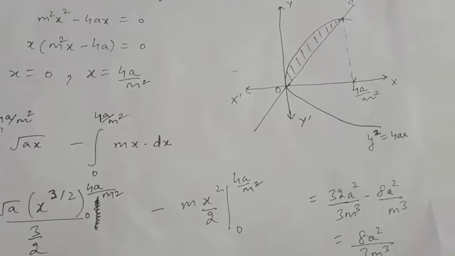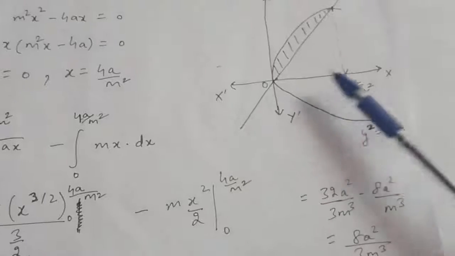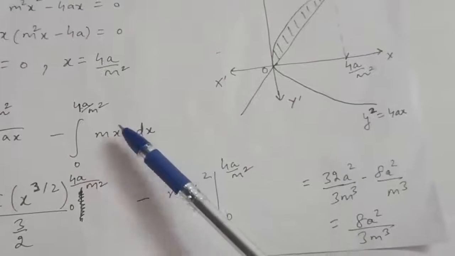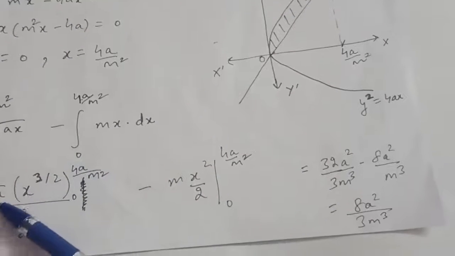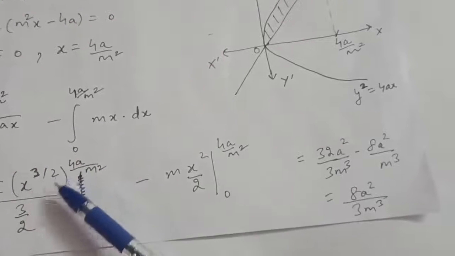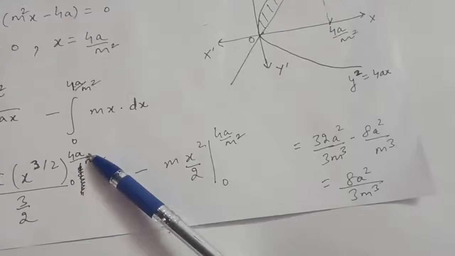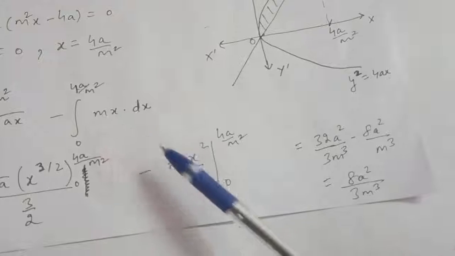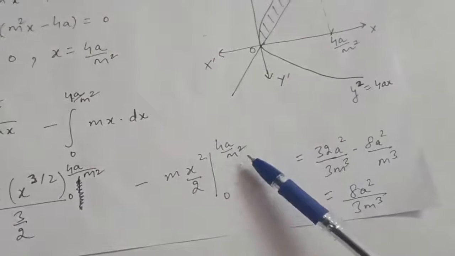So the area below the line will be, limits are from 0 to 4a upon m square, integral of mx, right? Now see, integral of this root ax will be 2 root a is constant, integral of root x will be x raised to the power 3 by 2 upon 3 by 2, and the limits are from 0 to 4a upon m square, minus integral of this will be mx square upon 2, and limits are from 0 to 4a upon m square.